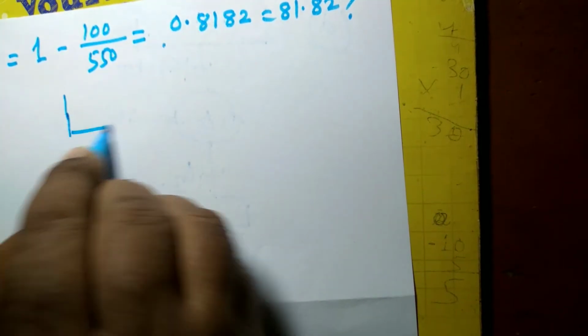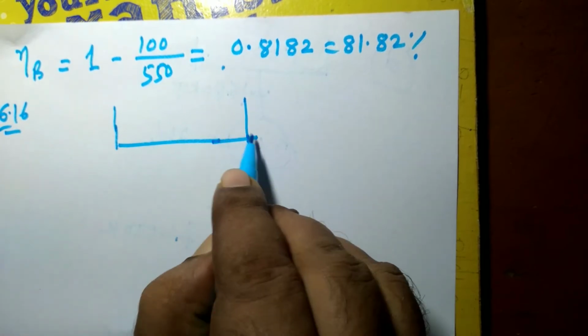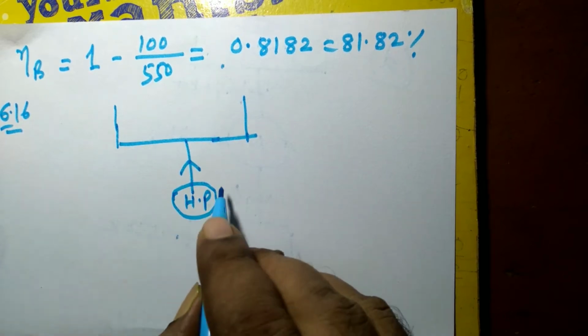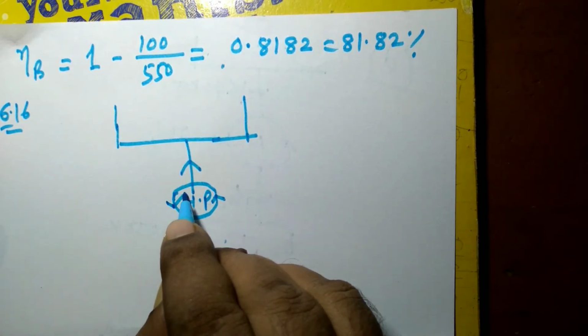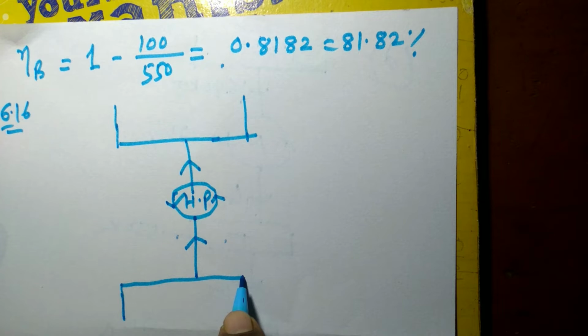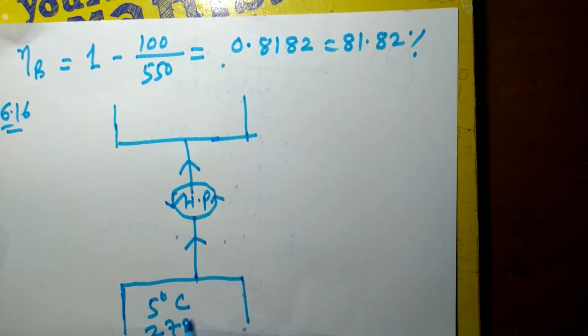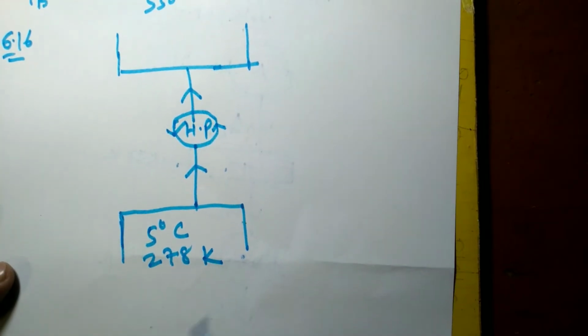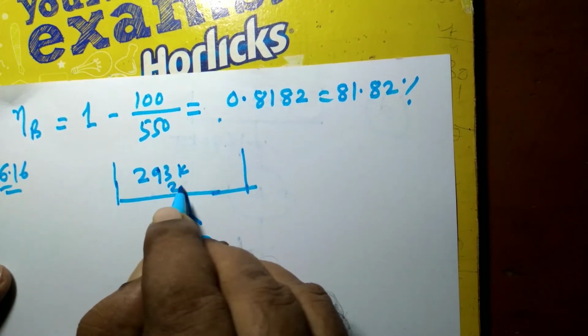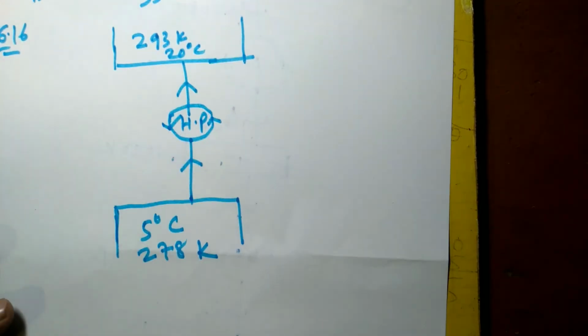So heat pump and refrigerator both are work consuming devices, and they transfer heat from low temperature to high temperature. Suppose the first one is the case of heat pump which operates in winter. In winter, the outside temperature is 5 degrees Celsius. In terms of Kelvin, this is 278 Kelvin, and this temperature is to be maintained, that is 293 Kelvin or 20 degrees Celsius, room temperature. So outside temperature is 5 degrees Celsius, and we want to maintain a room temperature at 20 degrees Celsius.